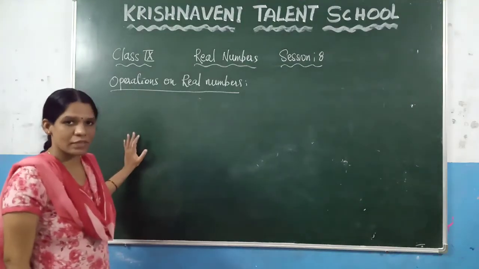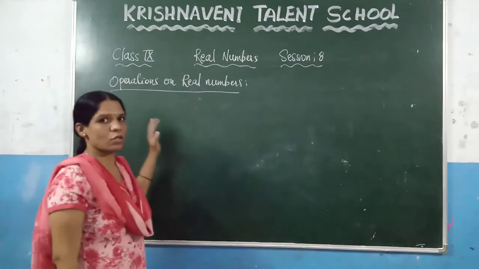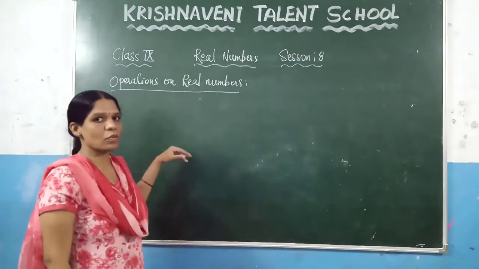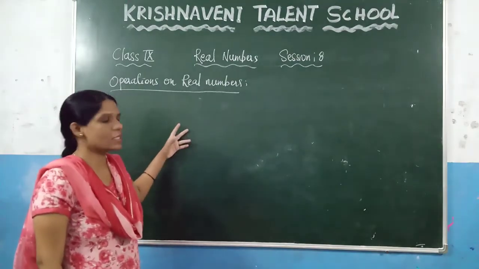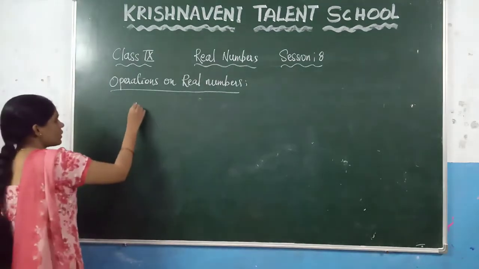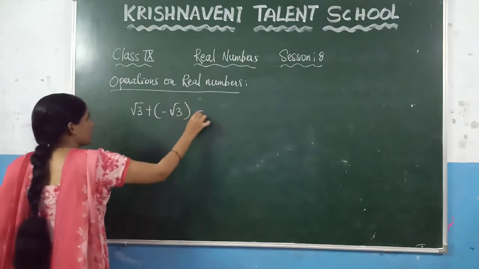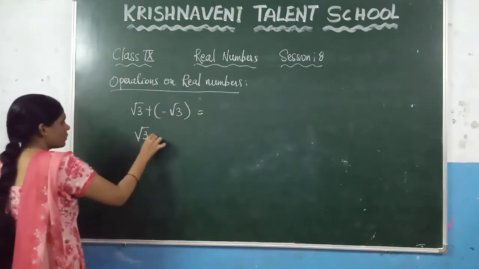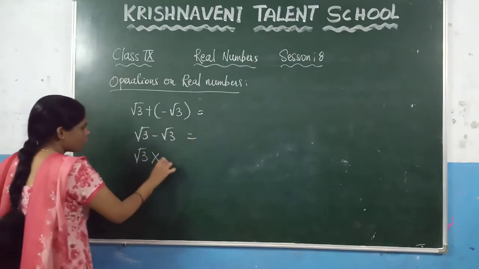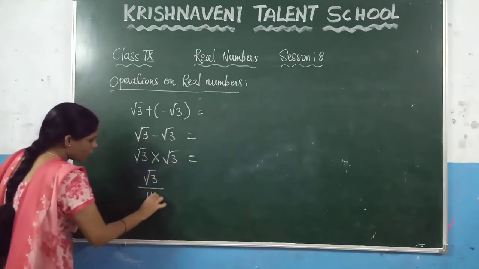In the earlier session we discussed how to visualize the representation of the terminating decimal by using the successive multiplication. Now before going to discuss the next exercise, let us discuss the operations on real numbers. Consider some numbers: root 3 plus root 3, root 3 minus root 3, root 3 into root 3, and root 3 divided by root 3.